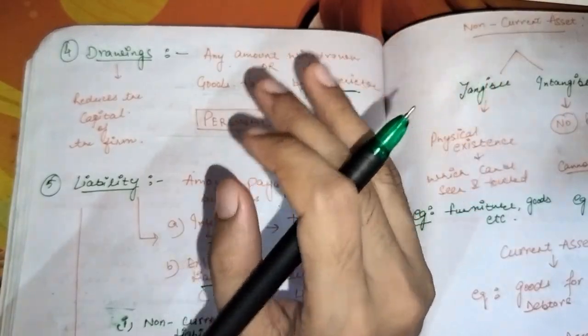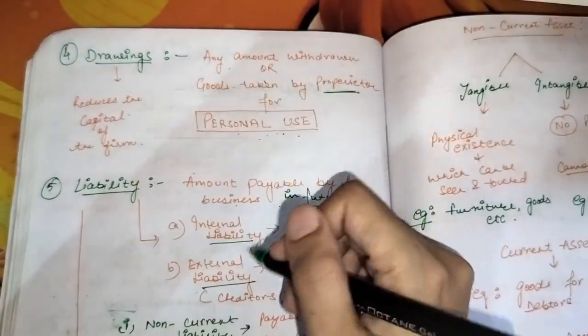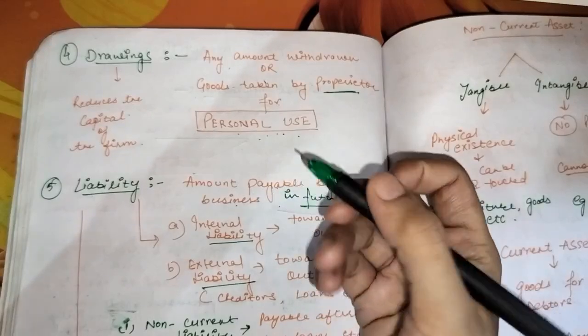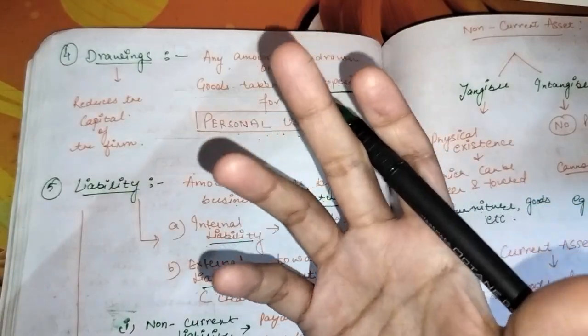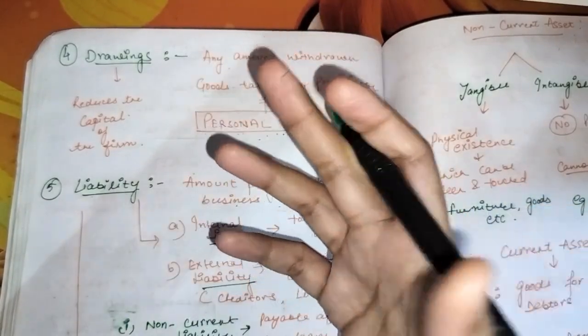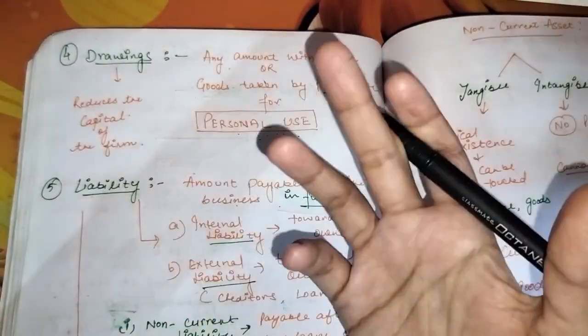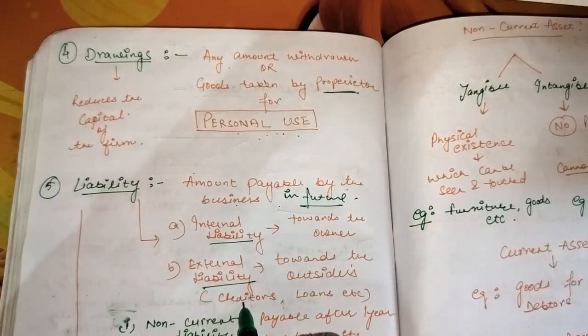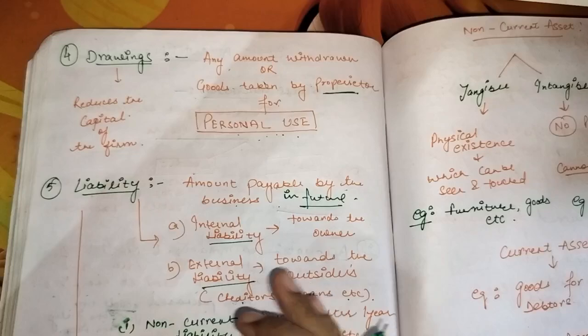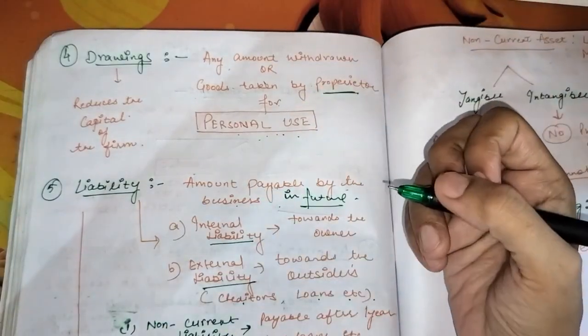Now what is external liability? In other words, external liability is any liability towards an outsider. Like the firm has not taken the money from its owner, but it has taken the money from an outsider. For example, here it is already written creditors or loans, etc. taken from outside. It is known as external liability.